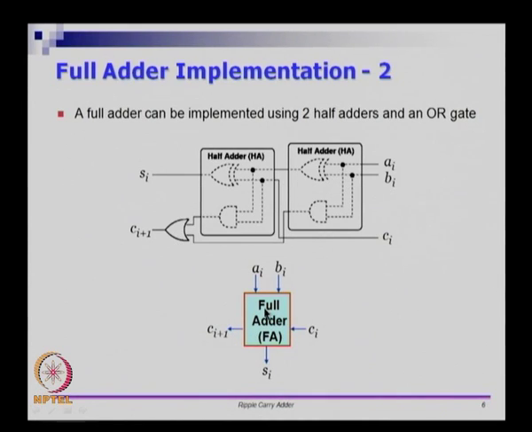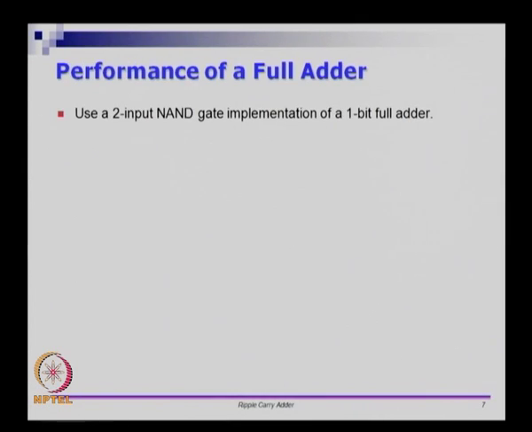The key thing is that, as I mentioned before, at stage i there will be a carry coming in from the right side, and there are input bits coming in from the current stage. It may give you a sum and a carry out, right. We have already discussed this when we looked at addition of numbers and so on. Right. Let us look at how to analyze the performance of a full adder.